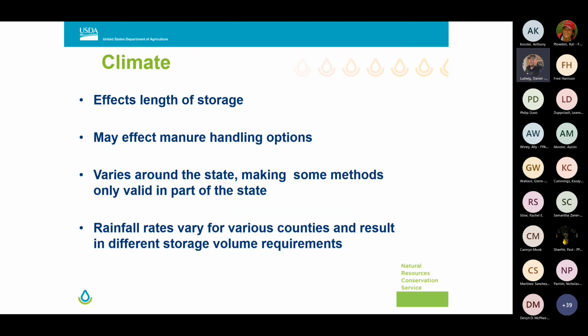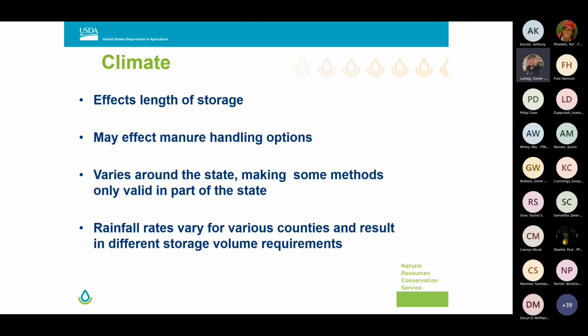Okay, talking about climate. Denise mentioned climate, but again, when we're talking about our waste storage systems, it affects the length of storage. How much rainfall do we get? How much freeboard do we need on those tanks to account for that rainfall, especially depending on how long they need to store manure in their crop rotation. Also, manure handling options. Okay, if there's a lot of rain and they have an open lot, we're going to have more slurry manure than solid.